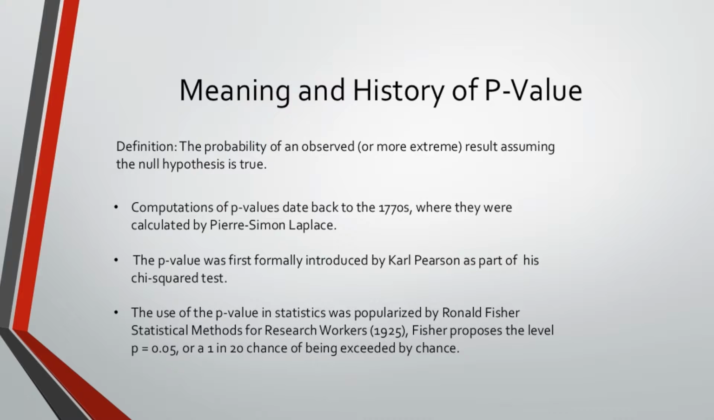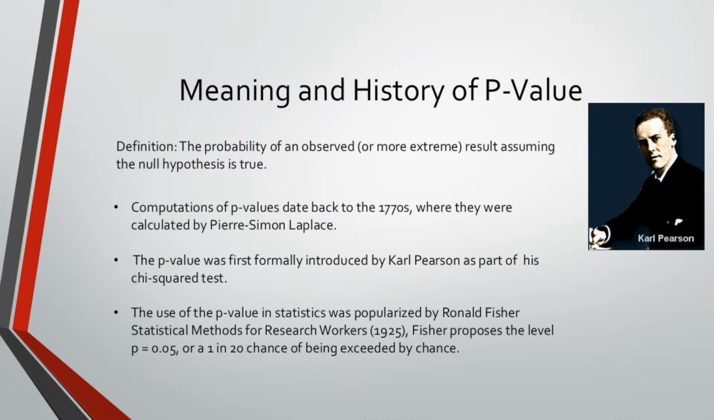The p-value, as we know it, was first formally introduced by Karl Pearson as a part of his chi-squared test. There's Karl. And the use of p-value statistics was popularized the way that we use it today by Ronald Fisher in an important book called Statistical Methods for Research Workers.